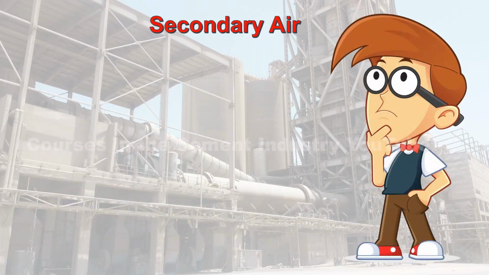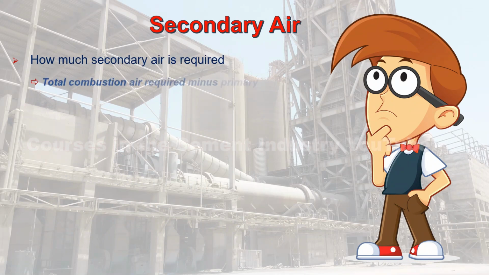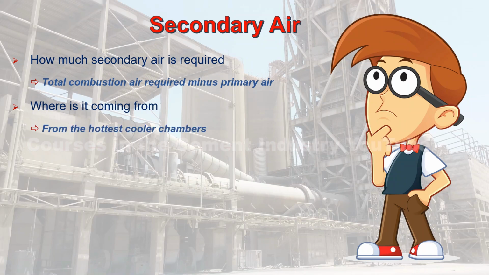3. Constant kiln pressure leads to a stabilized flame. Secondary air. 1. How much secondary air is required? Total combustion air required minus primary air. 2. Where is it coming from? From the hottest cooler chambers. 3. Impact of secondary air on flame. Low SAT leads to a long, lazy flame.